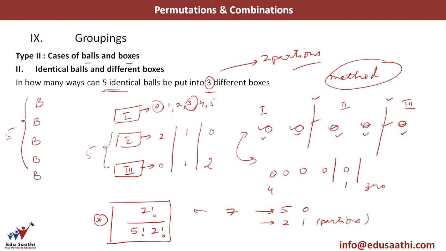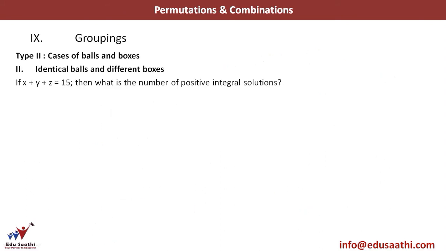Okay, let's move on to type 2, question number 3. Identical balls and different boxes. So we are again at the same thing, but I have a different question. If x plus y plus z is equal to 15, then what is the number of positive integral solutions? This is the same case as identical balls and different boxes. So I have x plus y plus z is equal to 15. I have to find out the positive integral solutions.